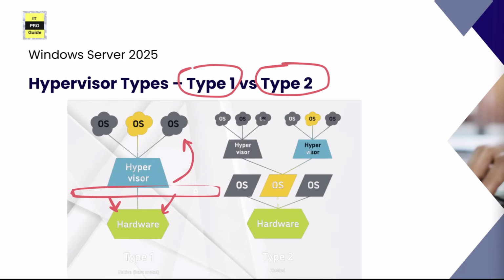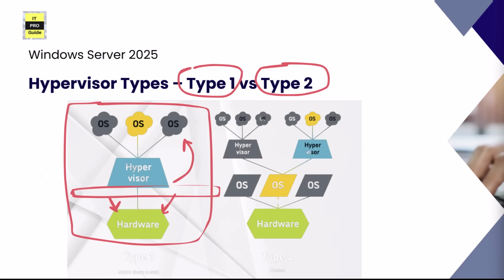There are two types of hypervisors. Type 1 is also known as a bare metal hypervisor and runs directly on the physical hardware. This is the common standard used in data centers and production environments because they offer better performance and security. Examples are Hyper-V, VMware ESXi, or Citrix Xen. These are the common industry standard products.